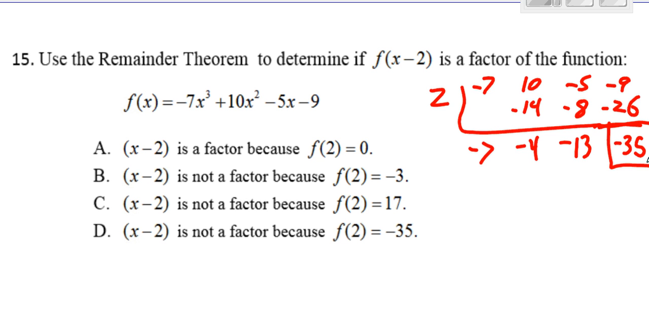That's our remainder. Remainder theorem says that if you get a remainder of 0, it's a factor. We did not get a remainder of 0. So it's not a factor. We did not get a remainder of negative 3 either. We did not get a remainder of 17. We got a remainder of negative 35. It was not a factor because we didn't get 0. We got negative 35 instead.